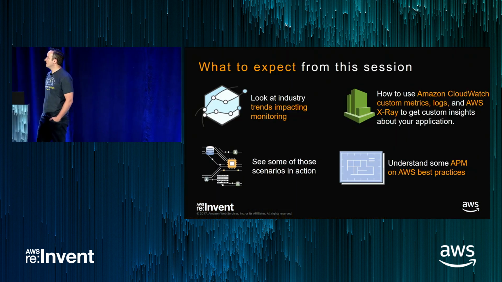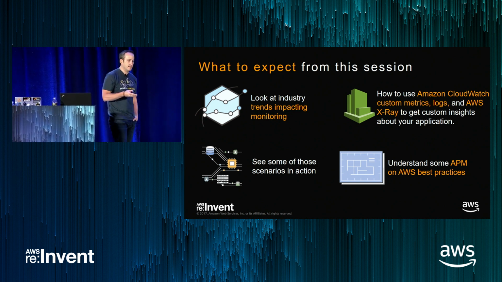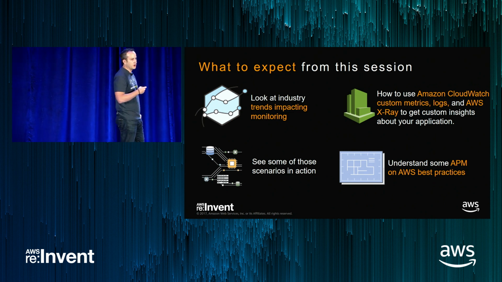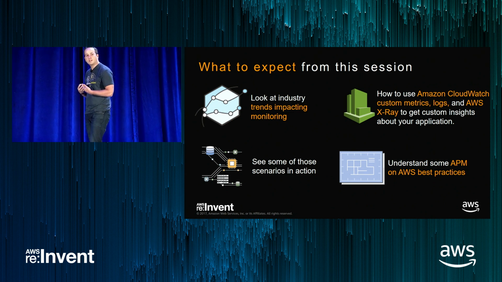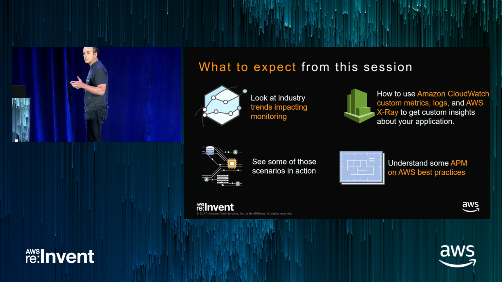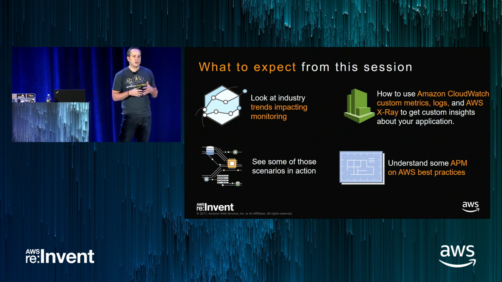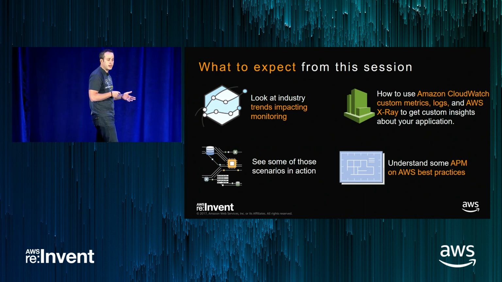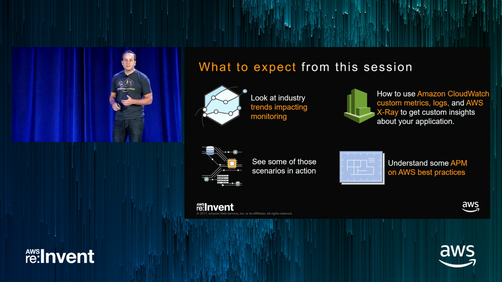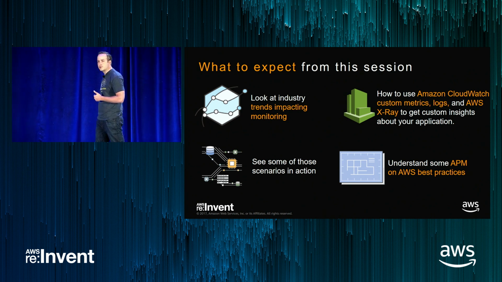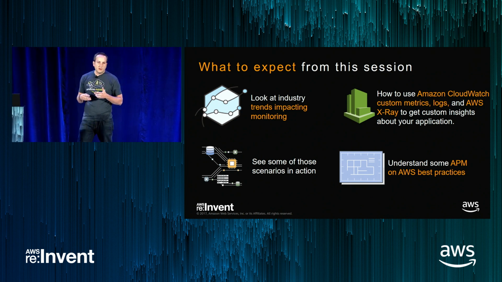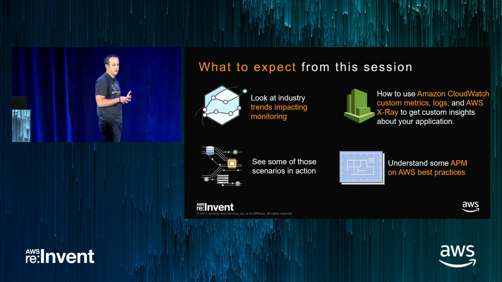Thanks. So what can you expect from the session? This is a 300-level session. We'll start looking at some industry trends in monitoring today, more specifically application monitoring, why APM is important. Hopefully, most of you are already convinced about this, but for those that are not, we're going to talk about that. Then we're going to move into the how. How can you perform and implement APM on AWS using tools such as CloudWatch for custom metrics, CloudWatch Logs, AWS X-Ray, so you can get meaningful insights about your applications and react upon those.